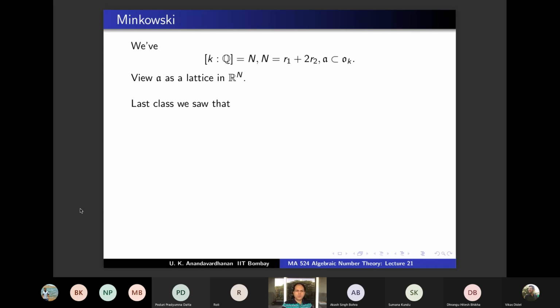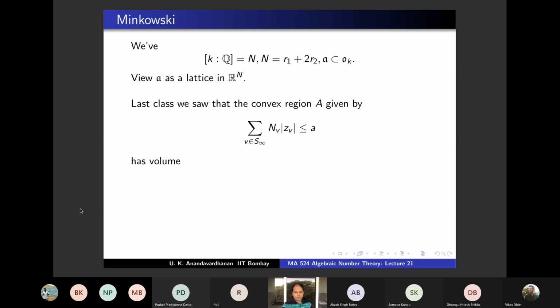And last class we saw the following: consider this region, the summation over the Archimedean absolute values. How many Archimedean absolute values are there? r1 plus r2, right? Among the 2r2 complex embeddings, they come in pairs, and something and its conjugate will determine the same absolute value. So r1 plus r2 many Archimedean absolute values, and N_v is 1 if it's a real embedding and 2 if it's a complex embedding. So the summation of N_v times |z_v| is less than or equal to a.